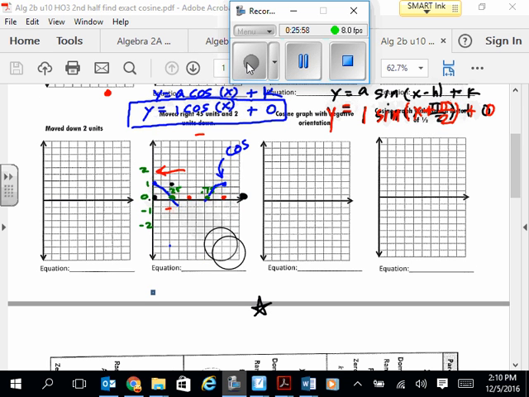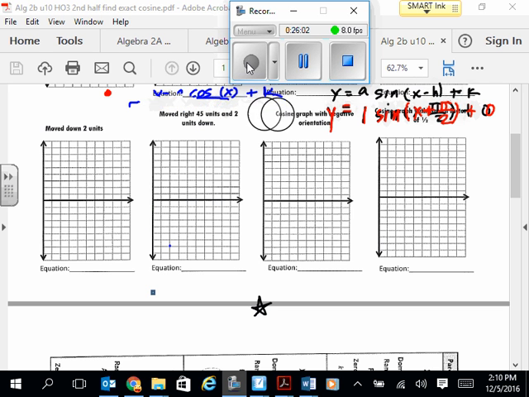What is it he's trying to get to? He's trying to get to, well, where is 45? If pi over 2 is 90, half of 90 is 45, so this dot here is the 45. That dot there is 45. Then they want us to move it down 2 units.